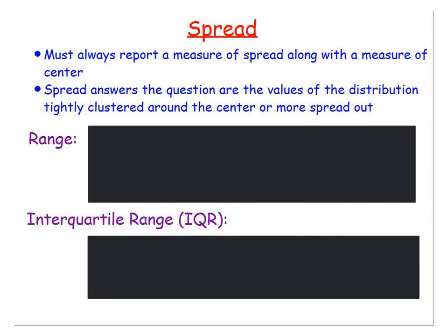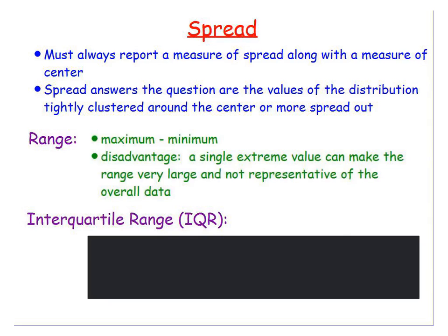Now, for the spread for the median, there's two different values that people think of. The first one they think of is the range. Now, you've probably calculated the range before. It's simply found by taking the maximum minus the minimum. Here's the problem. The range has a very big disadvantage. Remember those outliers we talked about the last lesson? If you have an outlier, which is considered a single extreme value, it can make the range very large and not really representative of the overall data as a whole. So we don't use the range for the measure of spread.